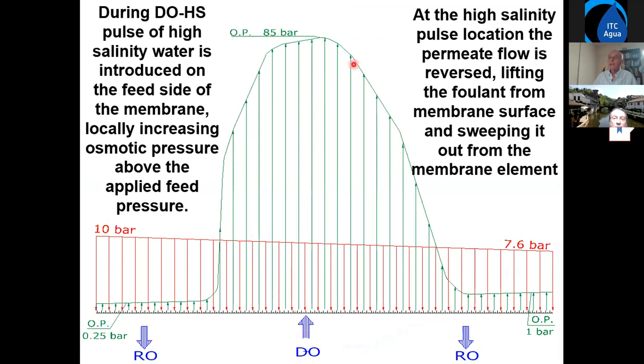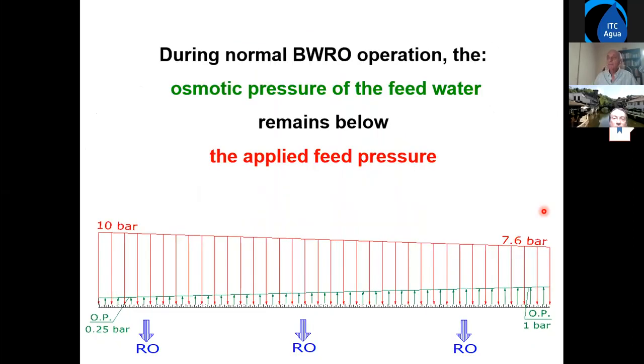where this plug or slug of high salinity water flows through the membrane, there's a reverse flow. And this flow both lifts the foulant from the membrane, and the foulants are also flushed out. So this is effective both for colloidal fouling and biological fouling. As I said, it's very difficult to implement.